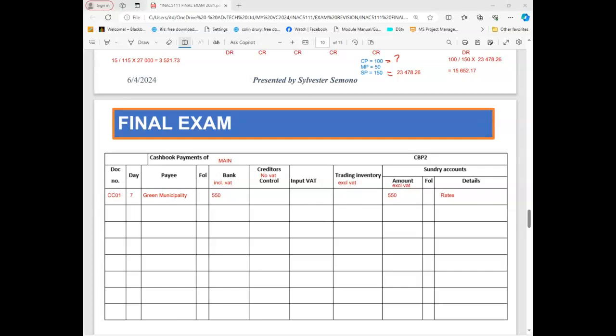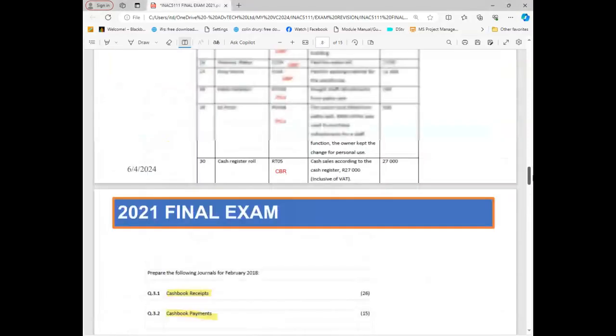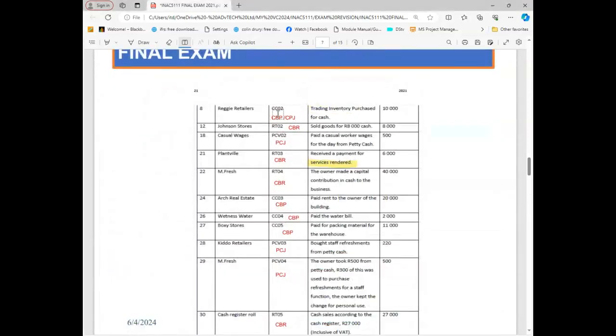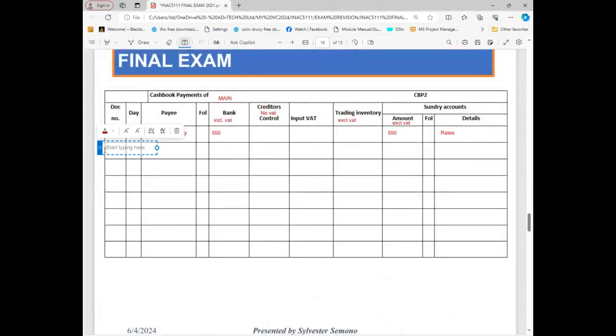The next one was on the 8th. Let's see up there, the 8th one. Yeah, on the 8th we had this one, CC02, Reggie Retailers. We bought inventory, 10,000. Let's go back there. Say bought what? The date was the 8th, yes, if I'm not mistaken. And then who is that? Reggie. Yes, I remember Reggie. I remember this guy. And then Reggie, what happened? 10,000 for goods. So he bought goods for 10,000.